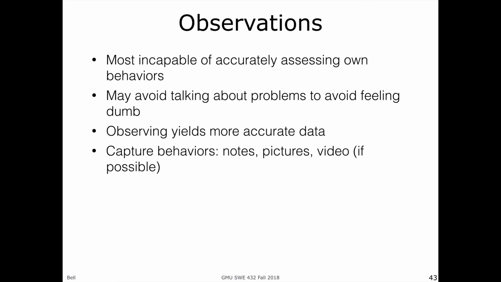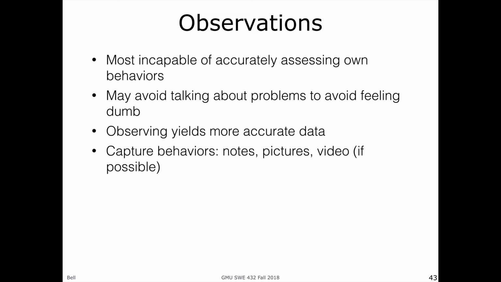One reason might be that you don't really want to talk about problems that you have doing this task because you might feel dumb, or you might just do stuff by second nature and not really even think hard about what it is that you're doing or how you're doing it, and not be able to then effectively say what it is that you do. So observational studies often yield much more accurate data if possible.